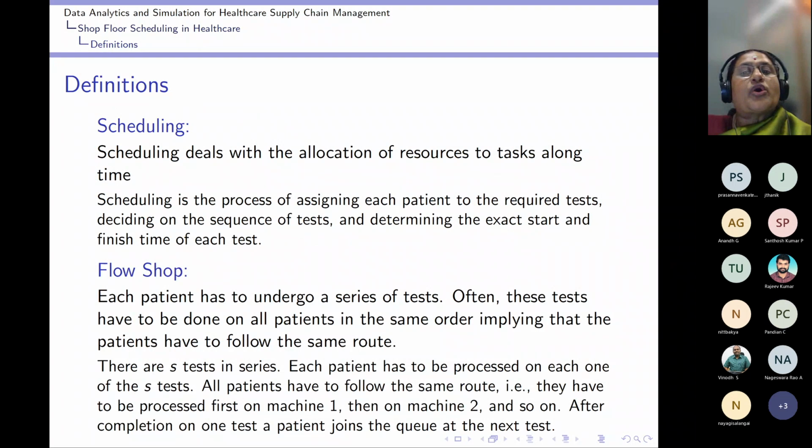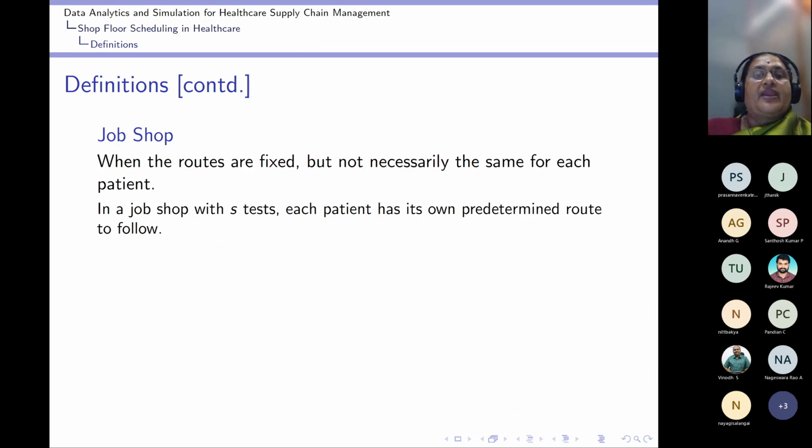Yes, ma'am. I'm just going to introduce a few definitions. I have already shared the slides, so I'm not going to go into detail. When you look at shop floor scheduling, we already know what scheduling is and what a flow shop is. In a flow shop, each patient has to undergo a series of tests, and these tests have to be done in the same order, implying that the patients follow the same route. That is a flow shop. In a job shop, there are routes, but not necessarily the same for each patient.